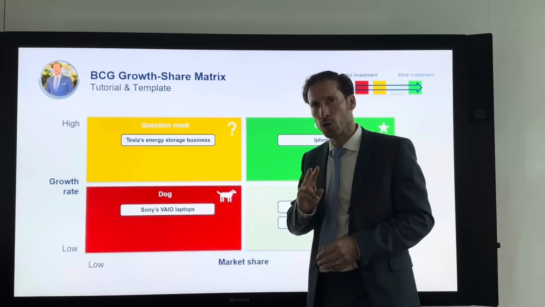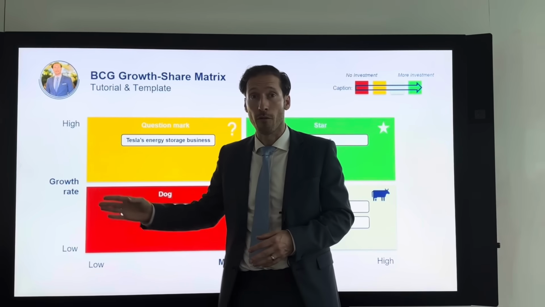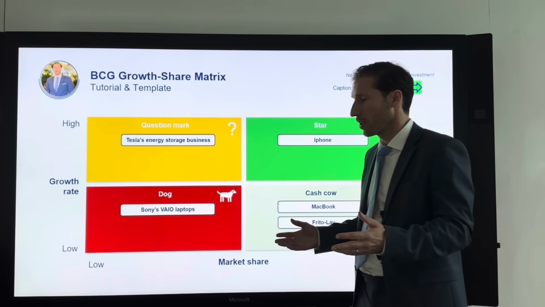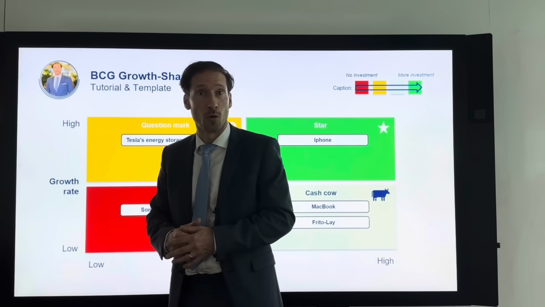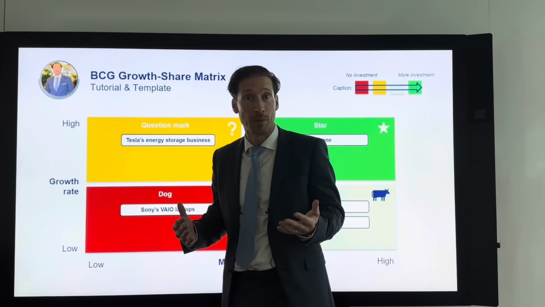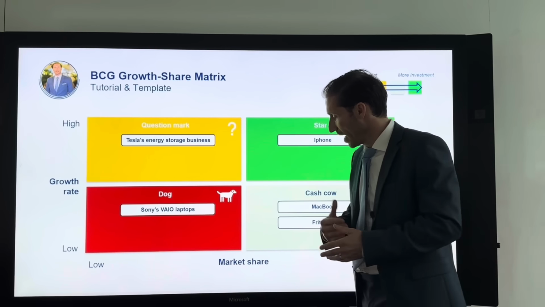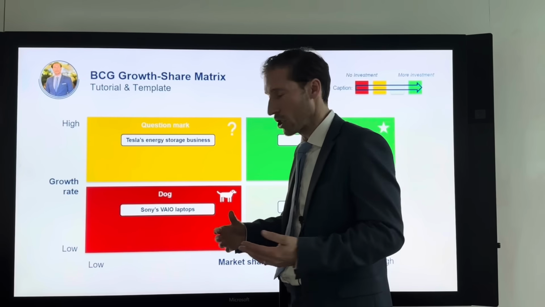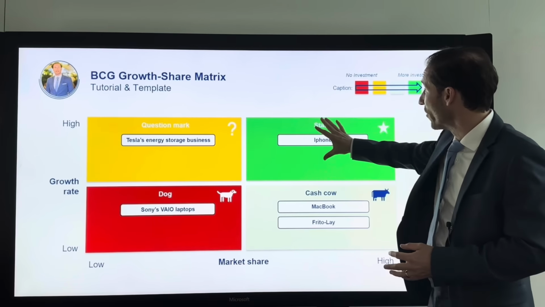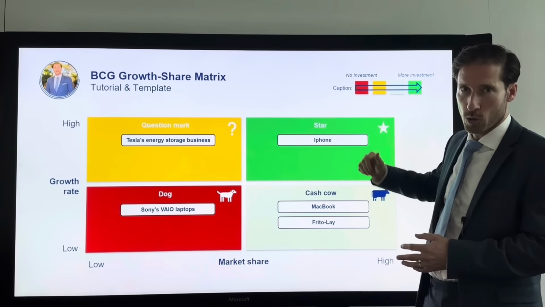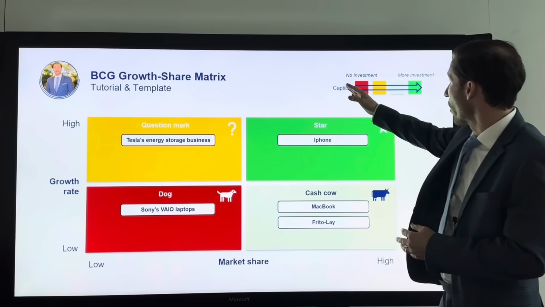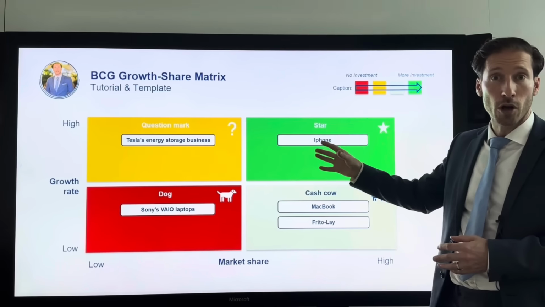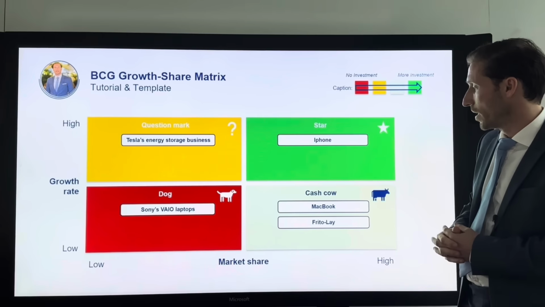So the matrix includes 2 dimensions. You've got the growth rate of the market you're in, and you've got the market share. Let's say that you have a product in a market that grows rapidly, let's say by 50%, that's a high growth rate. And let's say that the same product has a market share of 55%, which is also a very high market share. Then the product will end up in this quadrant called the star quadrant. So we've got a caption on what to do based on where the product or business is positioned.